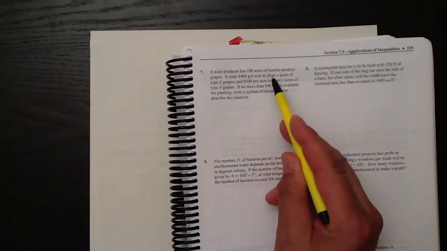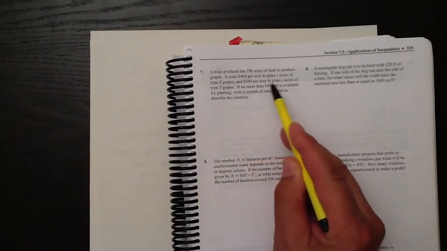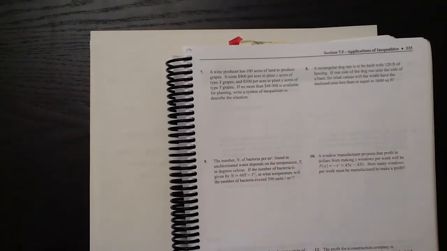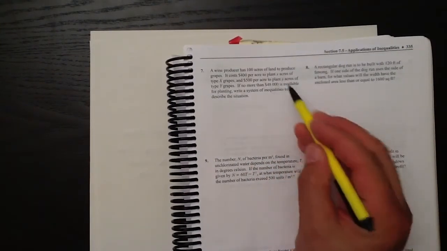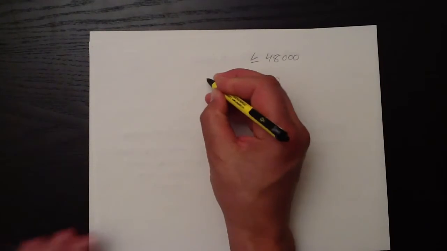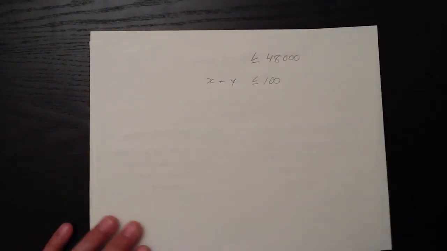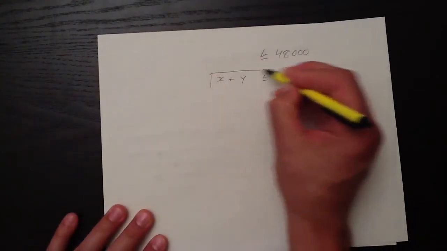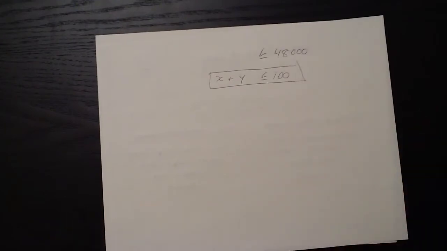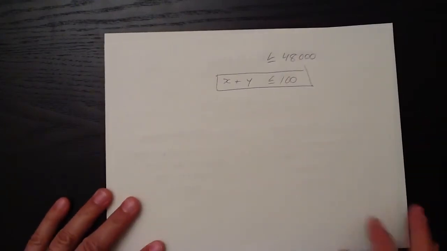What else do we know? We know that you're planting X acres of X grapes and Y acres of Y grapes. So the number of acres is X plus Y. The X grapes plus the Y grapes. There's one inequality right there. X plus Y has to be less than or equal to 100.